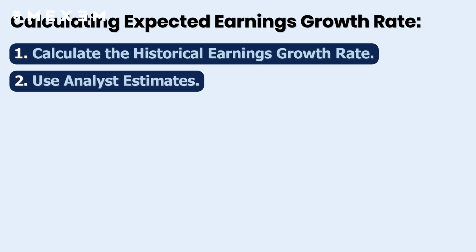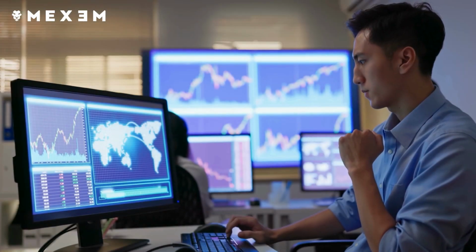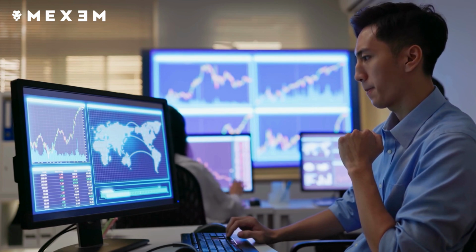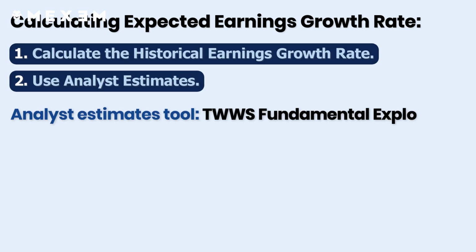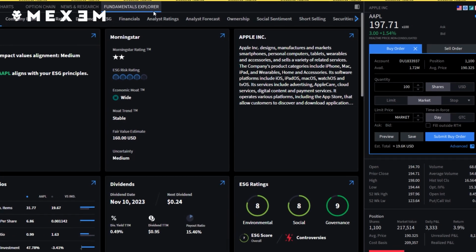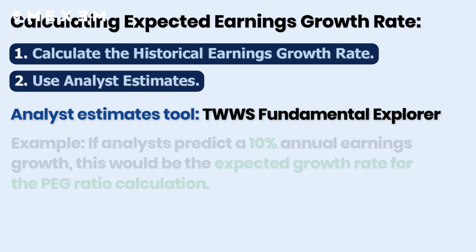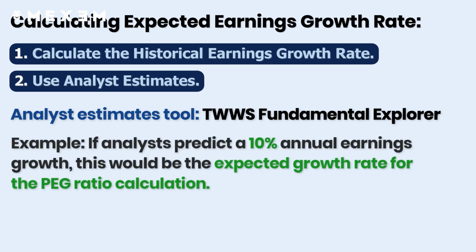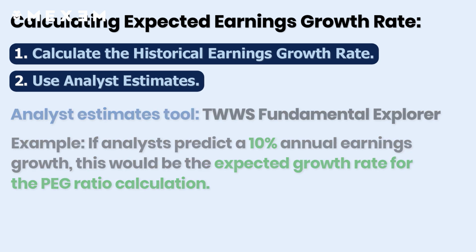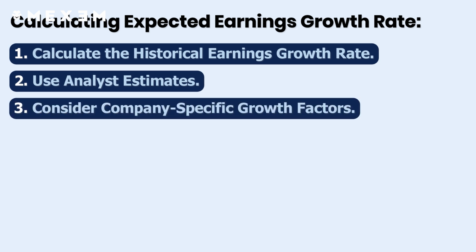2. Use analyst estimates. For a more forward-looking perspective, use analyst estimates, which can be found in tools like TWWS Fundamental Explorer. These estimates often cover a period of up to 5 years and provide an annualized growth rate. For instance, if analysts predict a 10% annual earnings growth, this would be the expected growth rate for the PEG ratio calculation.